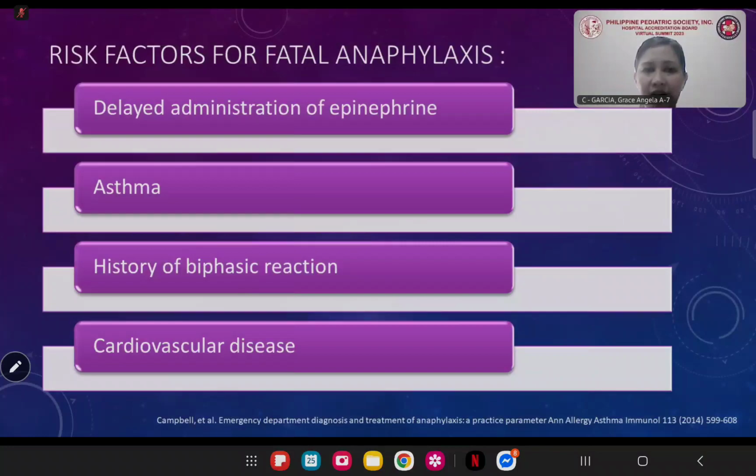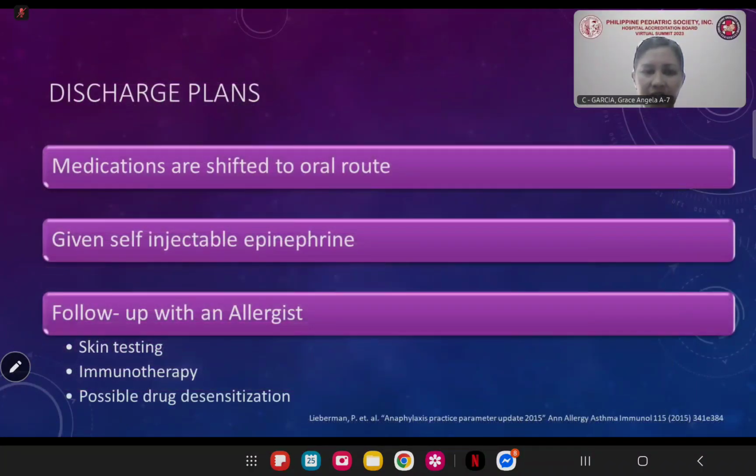These are the risk factors for fatal anaphylaxis: delayed administration of epinephrine, uncontrolled asthma, history of a biphasic reaction, and cardiovascular disease.